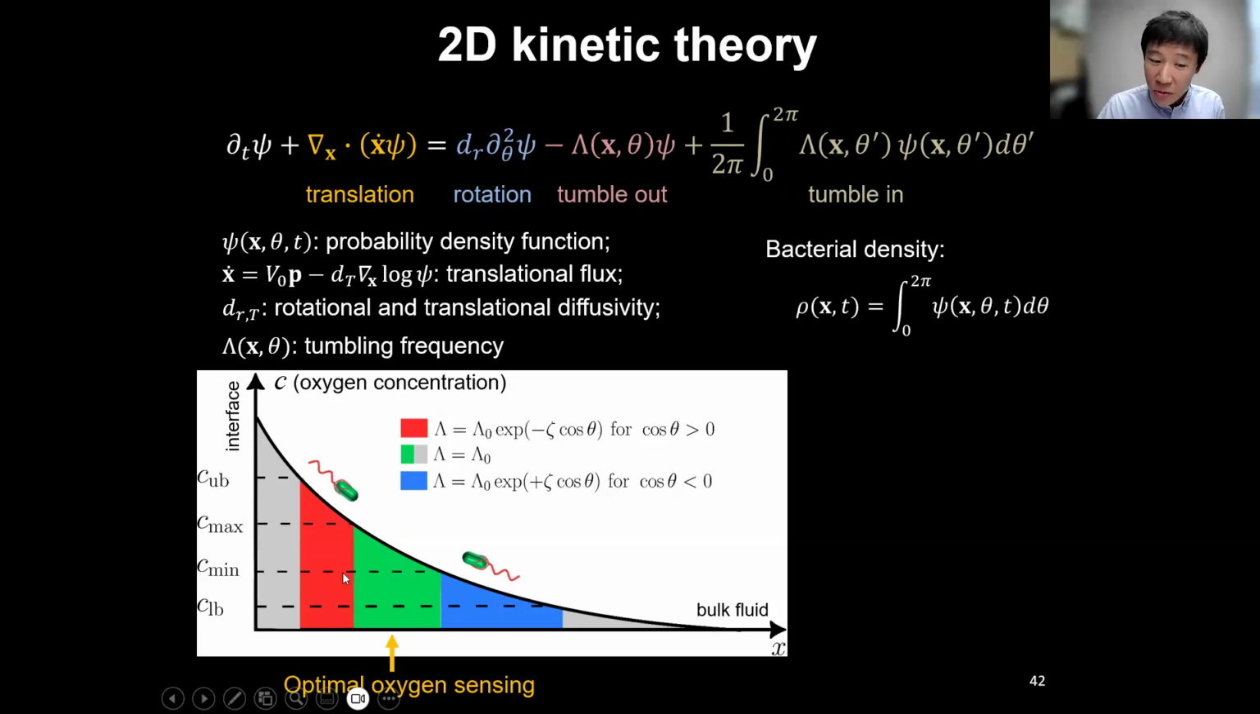For example, if you're in the red region and bacteria are moving to the right, they will extend their run time, so they will tumble less. But if they're moving away from the green region to the left, they will go back to their normal tumble behavior.